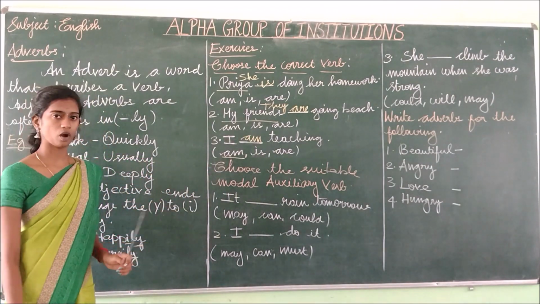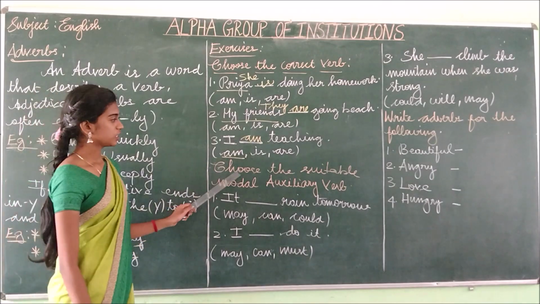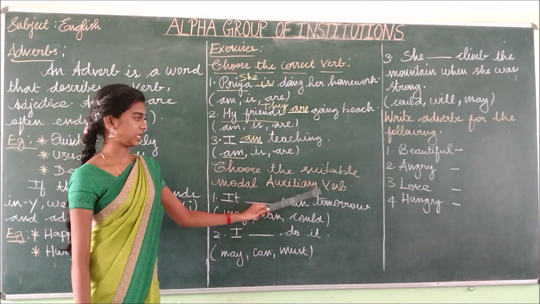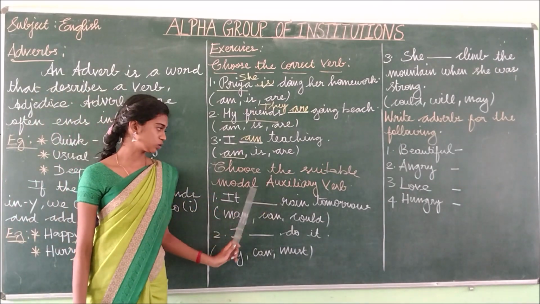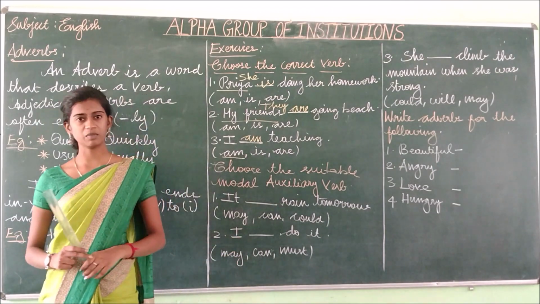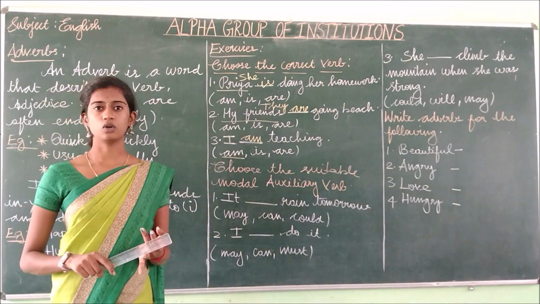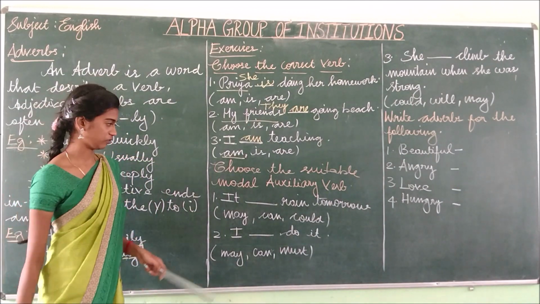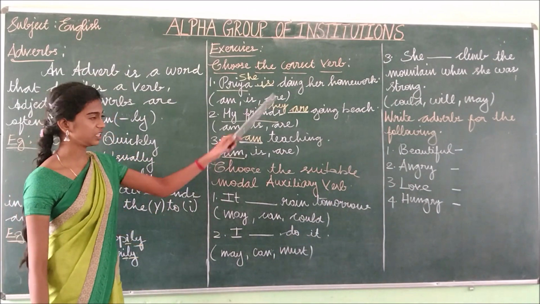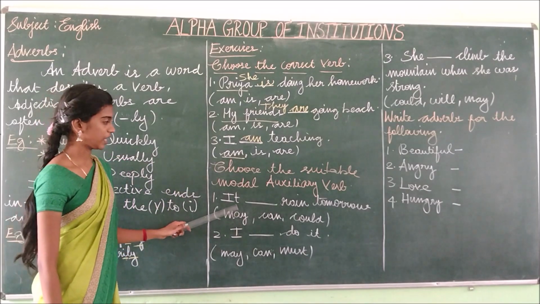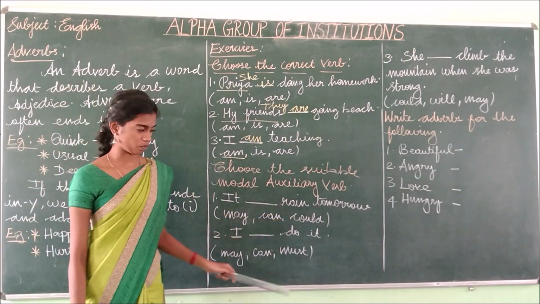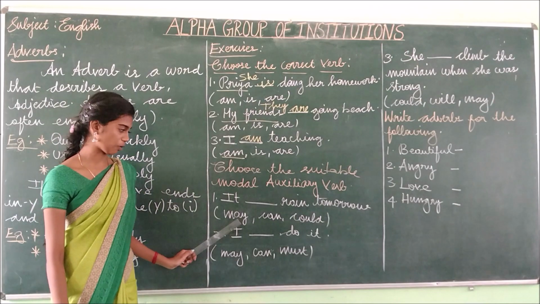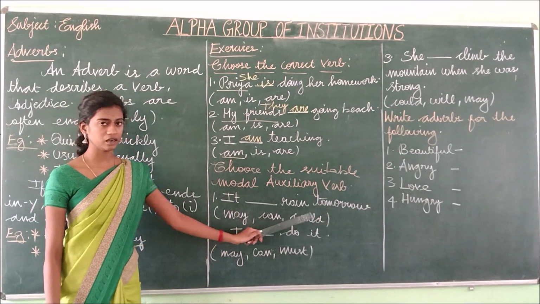Now let's move on to the second one. Choose the suitable modal auxiliary verb. So we have seen many auxiliary verbs: can, could, may, must, like that. So these are all the modal auxiliary verbs. And in these also I have written three sentences. The first one: it dash rain tomorrow. The options are may, can, could.